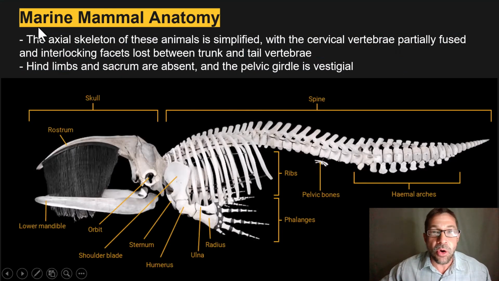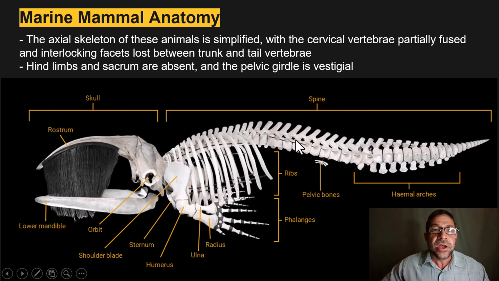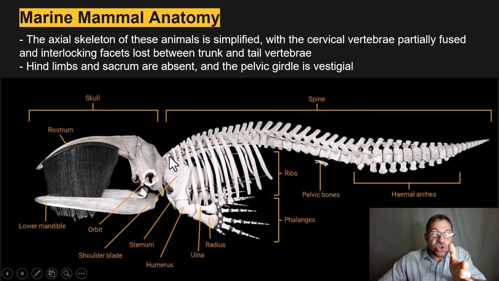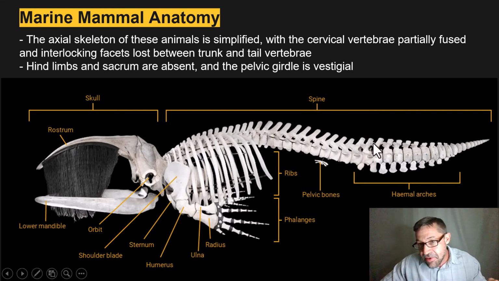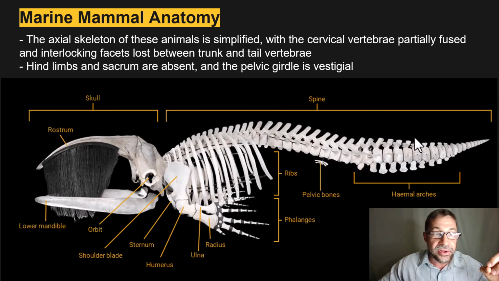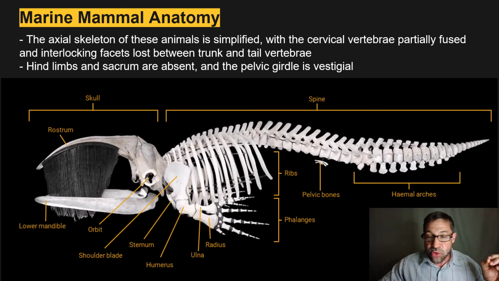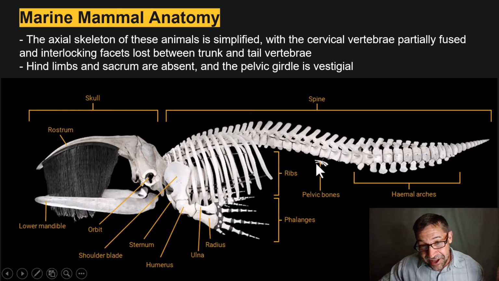In the marine mammals, like the Cetacea, this baleen whale, we see that the axial skeleton has become simplified. The cervical vertebrae, those in the neck, have become partially fused for stability, and then the interlocking facets between the trunk and the tail vertebrae have been lost, allowing for more flexibility in that tail. The sacrum, as well as the hind limbs, the femur, the tibia, they're gone. And the pelvic girdle, that's all that's left. This tiny little vestigial pelvis.